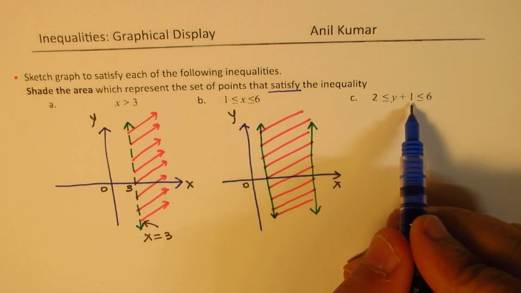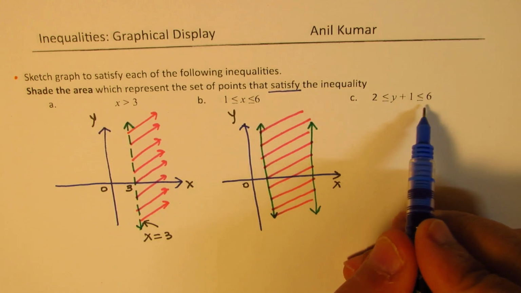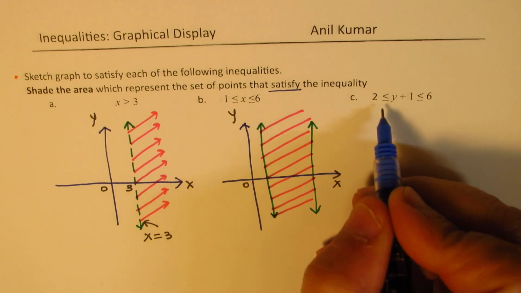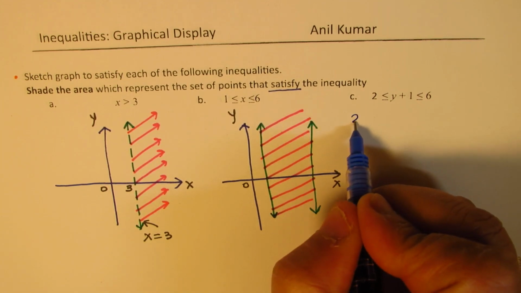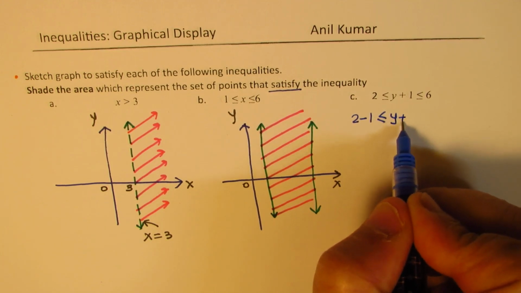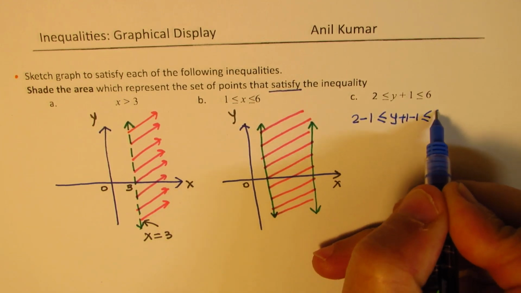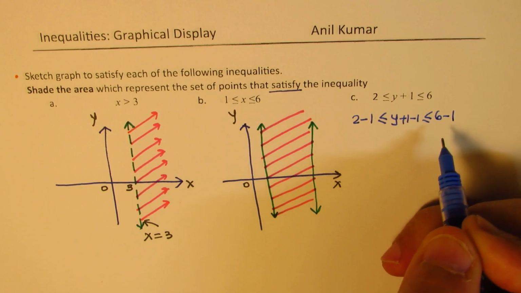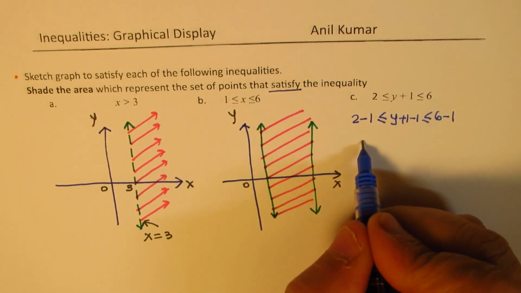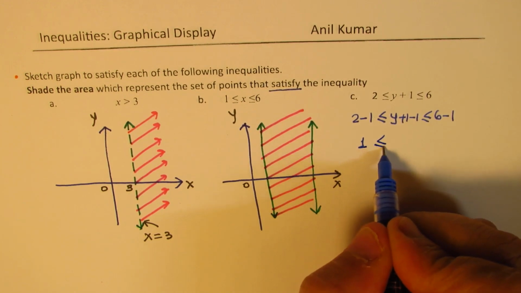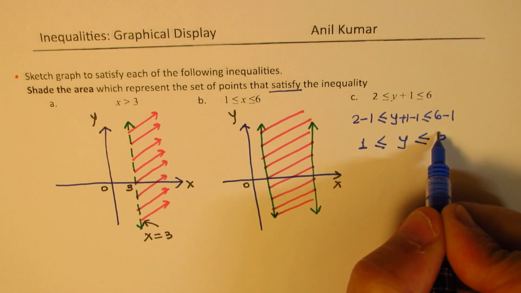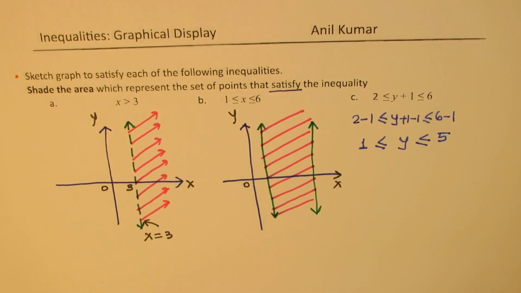Y plus 1 is greater than or equal to 2 and less than or equal to 6. Now, we can simplify this. We can take away 1 from both the sides. So we have 2 minus 1, and here we have y plus 1 minus 1 and 6 minus 1. So we took away 1 from all the three parts of this equation. So what we get here is that 1 is less than or equal to y, which is less than or equal to 5. So that's what you get.